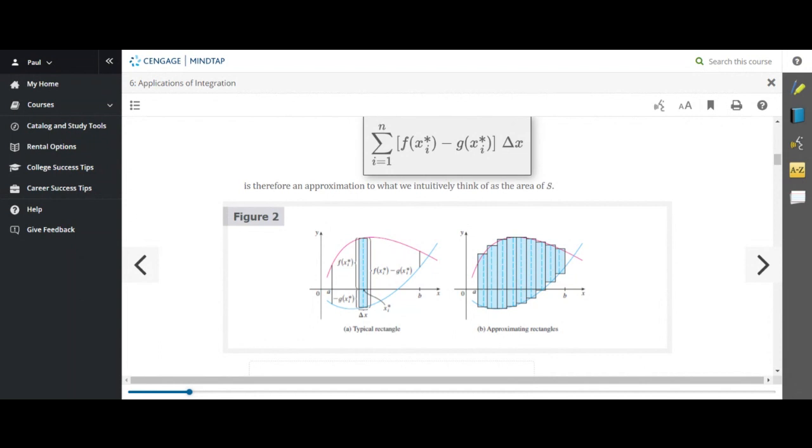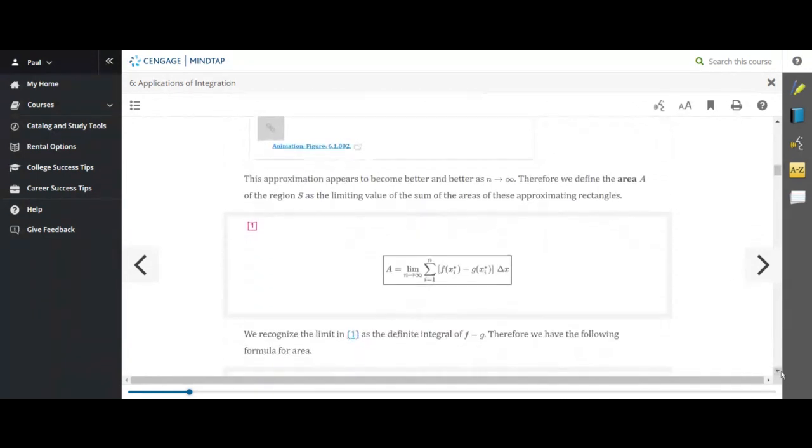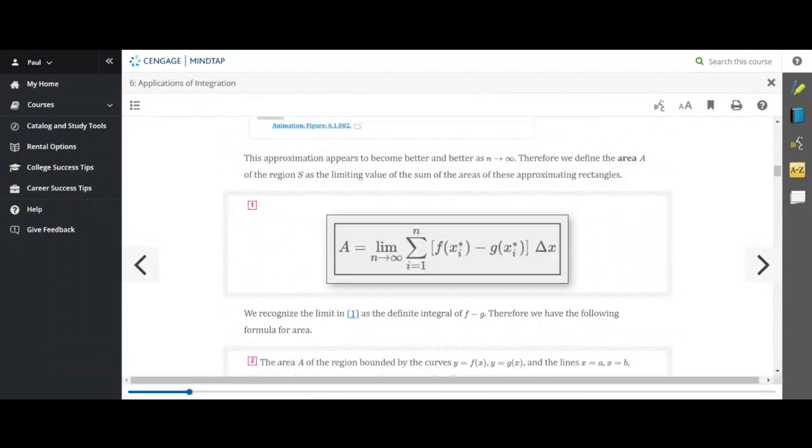But what can we do to make the approximation better? Well, all we need to do is take the limit as n goes to infinity of that Riemann sum, and that's going to get us the true area of that region S between the two functions. If you take the limit as n goes to infinity, what does that turn into?